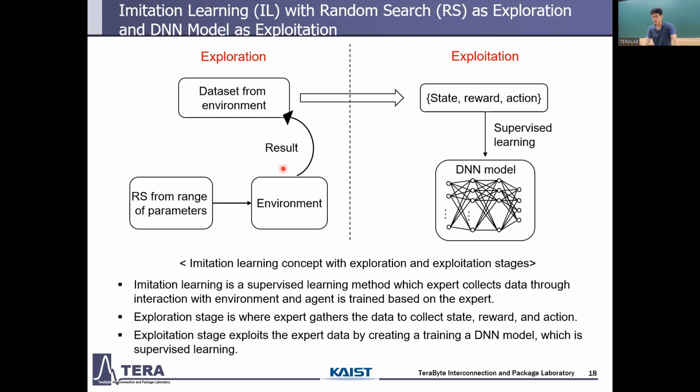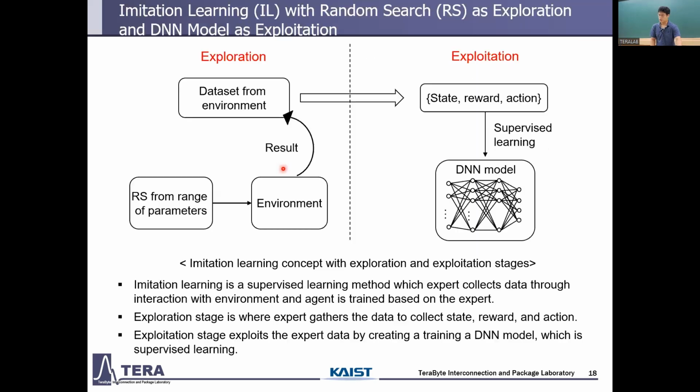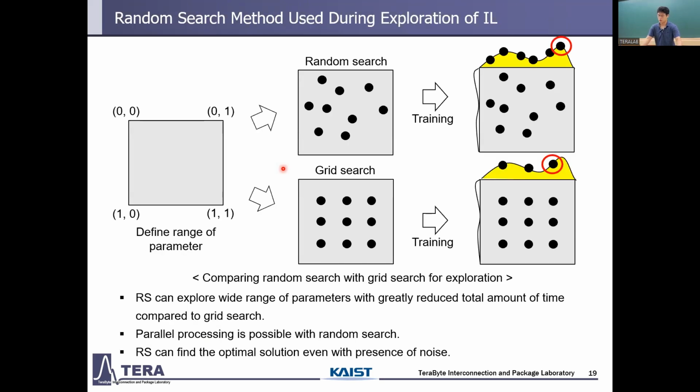So we have two steps in imitation learning, which are exploration and exploitation. Exploration is where the expert gathers the data to collect the state, reward, and action. The exploitation stage exploits the expert data by creating a DNN model, which is a supervised process. And if you see in the previous page, I said IL with random search. So I'll explain random search, and I briefly compare it with grid search in this slide.